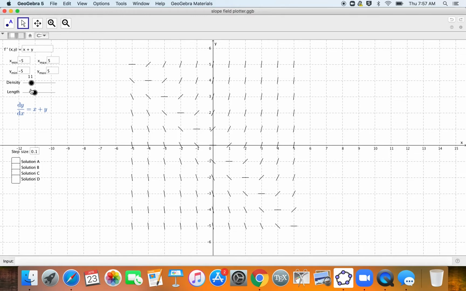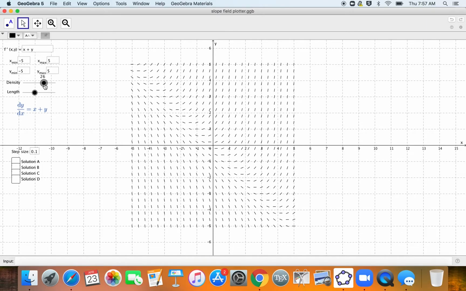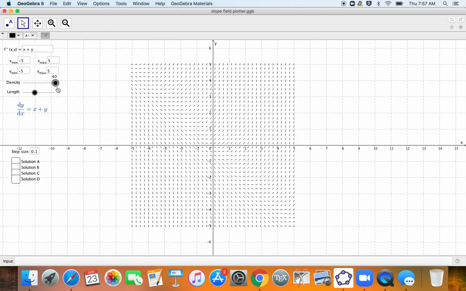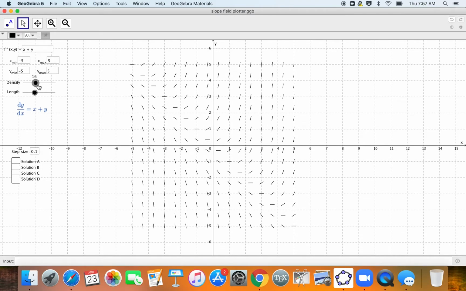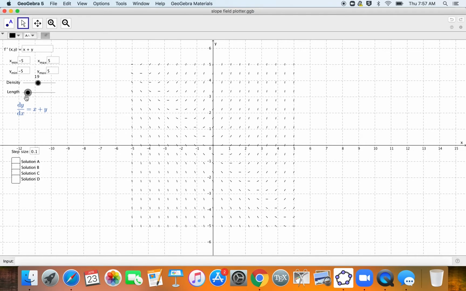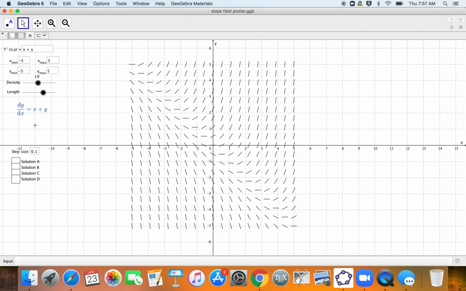I can change the density to give you an idea what I'm talking about. If I increase the density, we get more of an idea. But if I increase it too much, it becomes kind of hard to tell. There's too much detail, right? It also lets you increase the length of these little tick marks. But too long or too short, and it becomes hard to understand what the behavior is. And then this lets me enter in different initial values to get different solutions. So there's a couple different solution curves from the family of functions with different initial values.